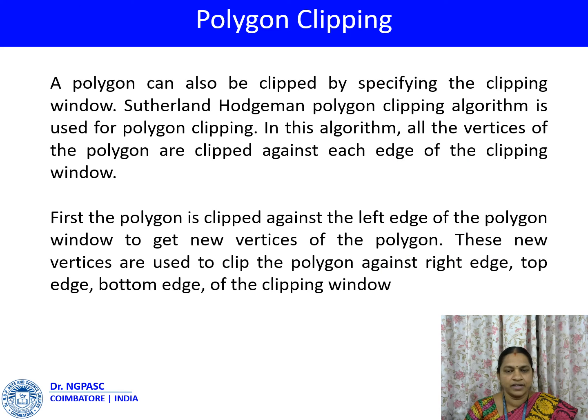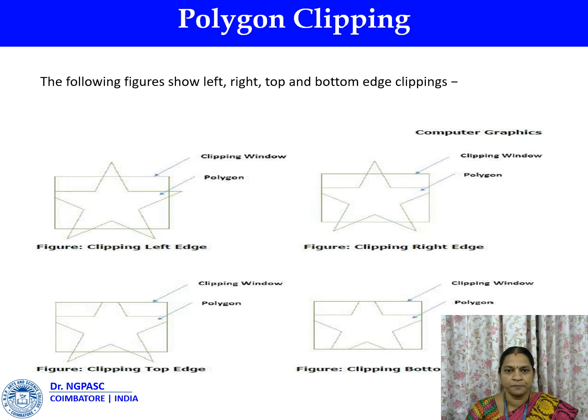And next we'll discuss polygon clipping. A polygon can also be clipped by specifying the clipping window, like line clipping. The Sutherland-Hodgman polygon clipping algorithm is used for polygon clipping. In this algorithm, all the vertices of the polygon are clipped against each edge of the clipping window. First, the polygon is clipped against the left edge of the window to get the new vertices of the polygon. The following figure shows left, right, top and bottom edge clipping.